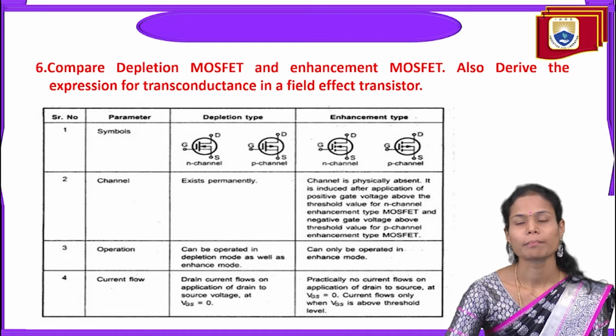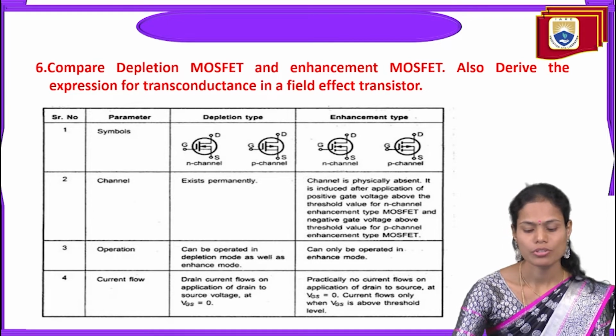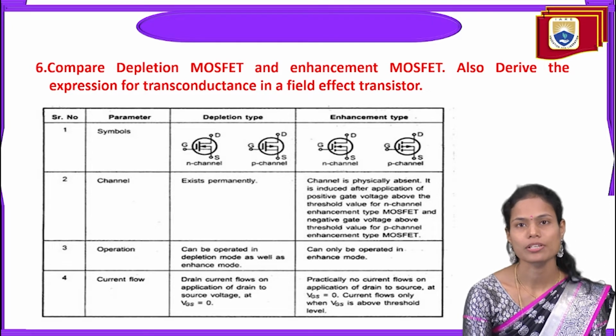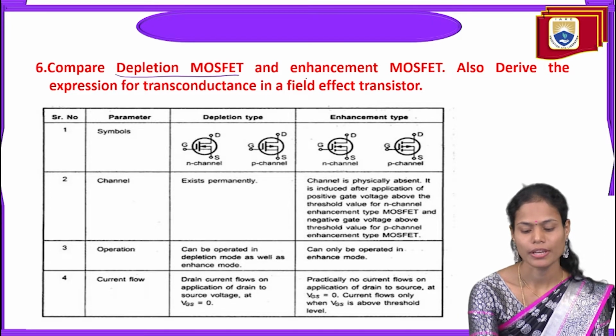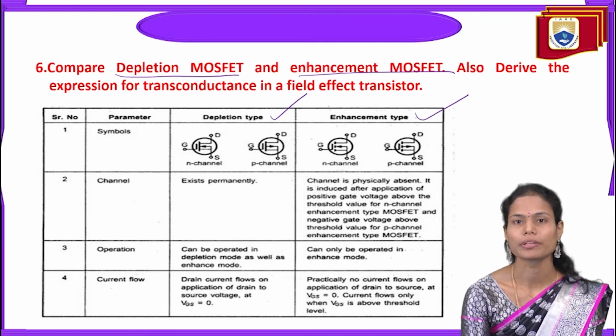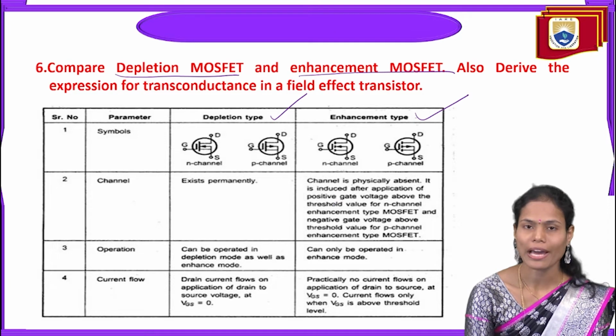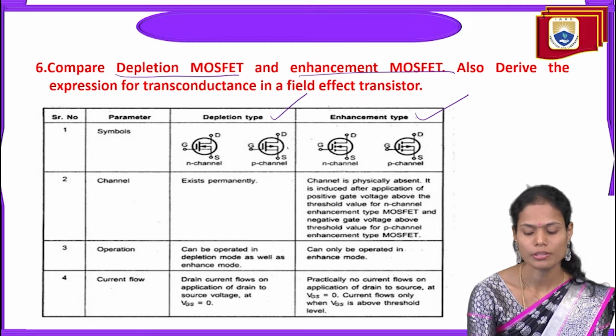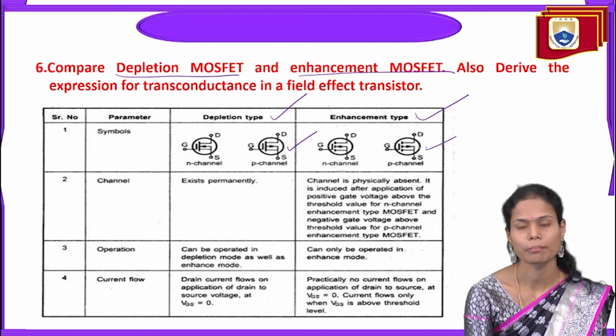Next, compare depletion MOSFET and enhancement MOSFET. Also derive the expression for transconductance in a field effect transistor. Here we have two types of MOSFETs, depletion MOSFET and enhancement type MOSFET. We are taking depletion type here and enhancement type here, using different parameters for the comparison. These are the symbols for the depletion type MOSFETs and these are the symbols for the enhancement type MOSFET.